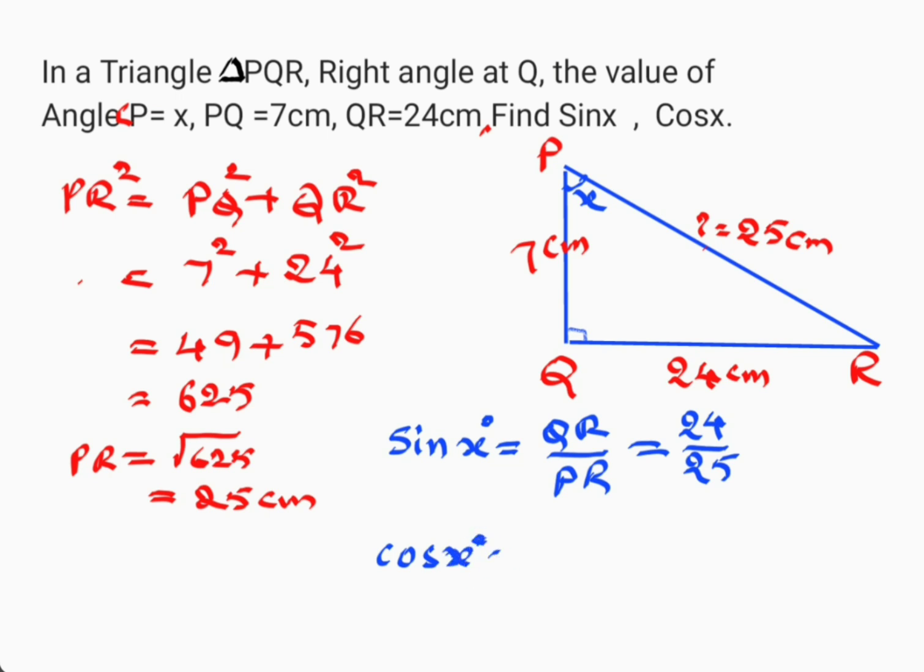And the cos X value is, for angle X the adjacent side is PQ and the hypotenuse is PR. Cos X is adjacent side by hypotenuse, that is PQ by PR. PQ equal to 7 centimeters by PR equal to 25 centimeters. Sin X equal to 24 by 25, cos X equal to 7 by 25.